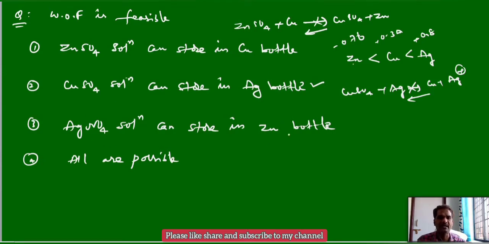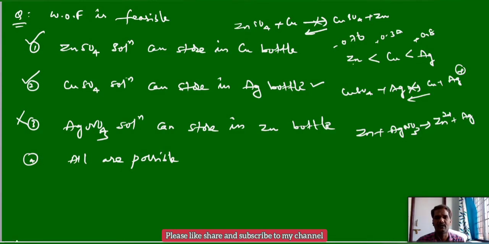But when you add silver nitrate to a zinc bottle, what happens here? Zinc and silver nitrate. The silver nitrate will react with the zinc bottle. It will form zinc ions and silver will deposit. So the zinc bottle is converted from solid into liquid form. After some time there is no more zinc bottle, so you cannot store silver nitrate in a zinc bottle. Only the first and second are feasible and the third is not possible. We cannot store silver nitrate in a zinc bottle.